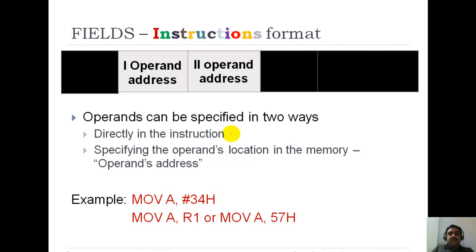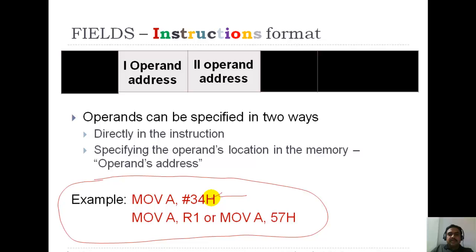This is something that I've already gone over, so I'll just keep the slide for a few seconds so that you can take a look at it. This particular slide talks about how the operands can be specified by the instruction, and this is the example we have here.